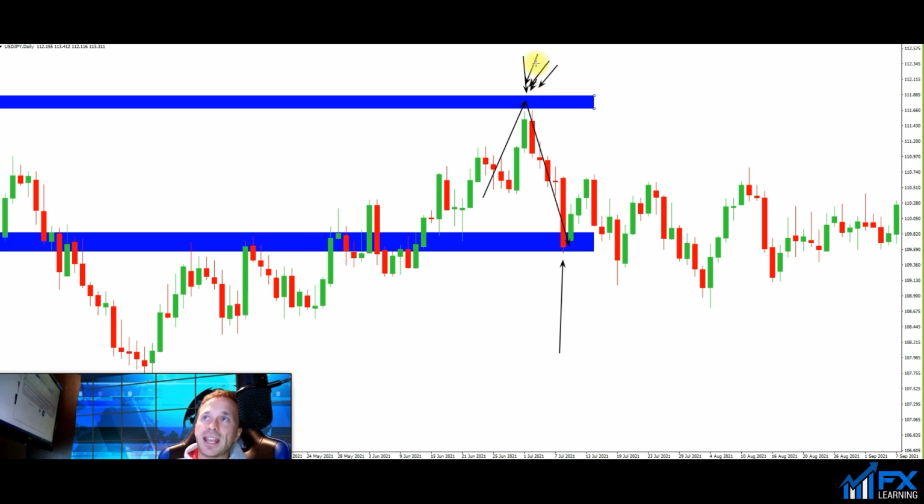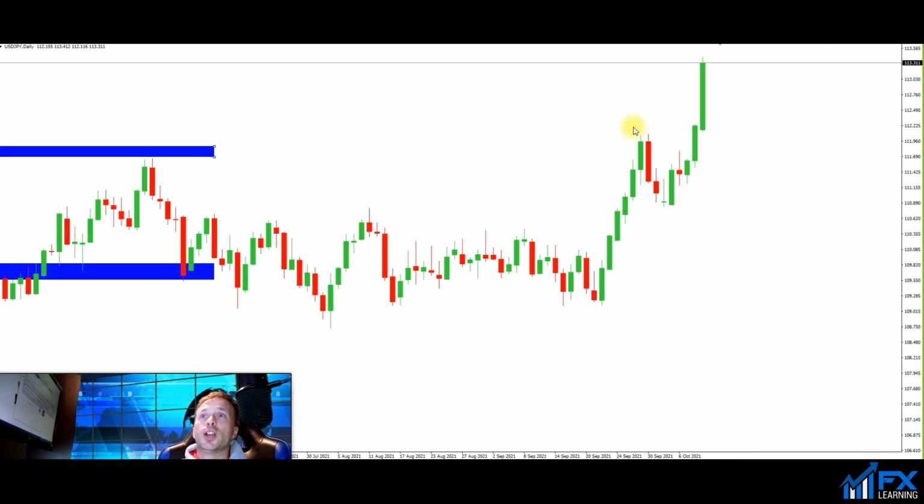So a lot of sellers were selling USD/JPY here, which forced the price down. There were more sellers than there were buyers. And this is the same here. There were a lot more buyers in this market than sellers, which drove the price up. Simple? That's pretty much it.